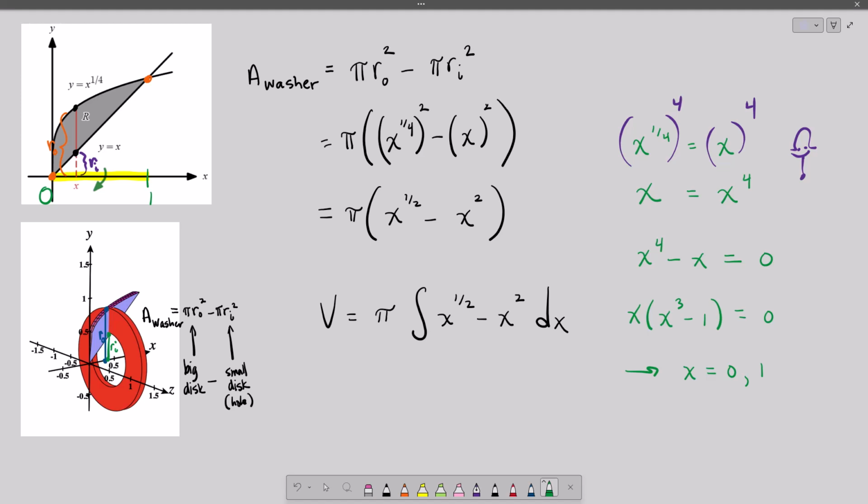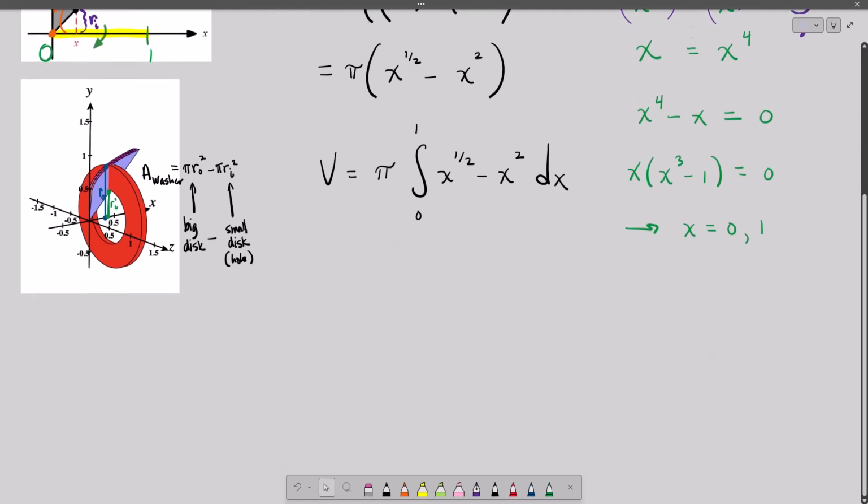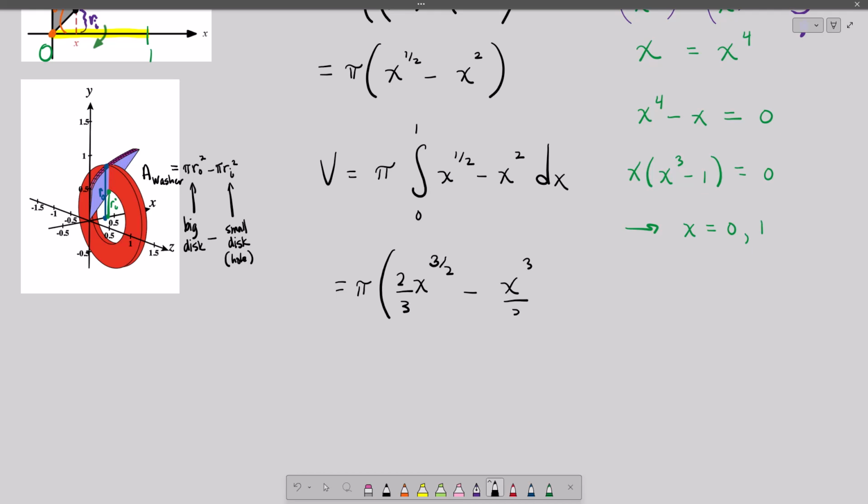So we're now going to integrate our vertical integration element across this interval from 0 to 1. And the integration in this case is done with the power rule. So we add 1 to the exponent. 1/2 plus 1 is 3/2. We divide by that new exponent, which is the same thing as multiplying by the reciprocal. Add 1 to the exponent here, divide by the new exponent, 0 to 1.